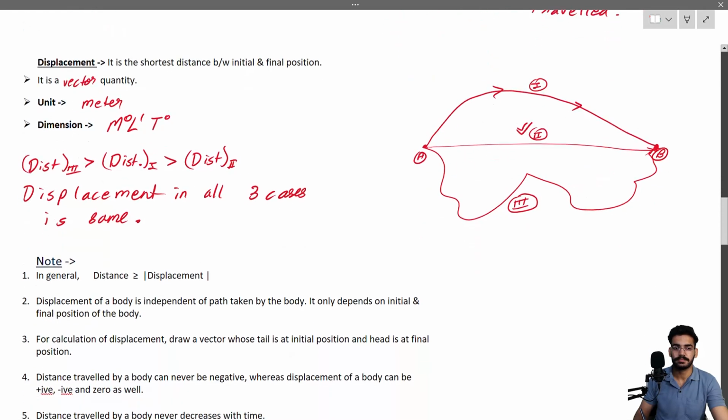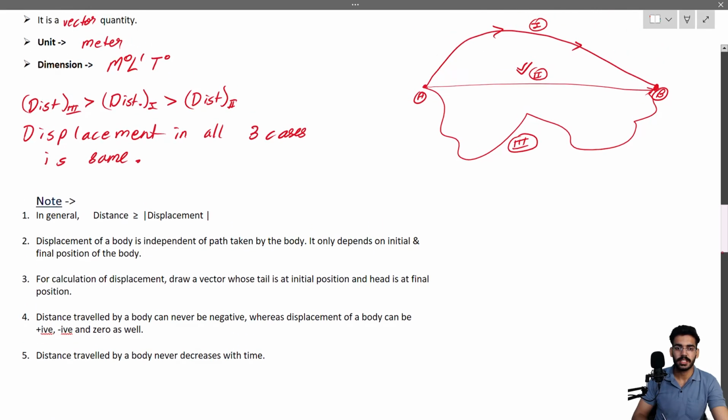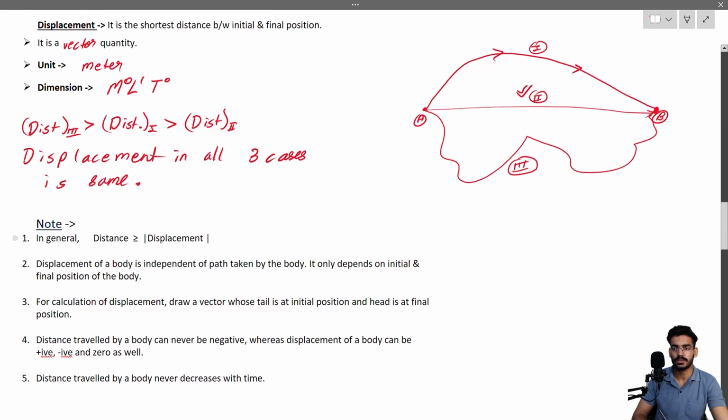In general we can say distance is greater than or equal to the magnitude of displacement. Why? Because displacement is a vector quantity, so we take its magnitude to compare. We can't equate a vector quantity with a scalar quantity, so that's why. That is how we define distance as greater than or equal to displacement.